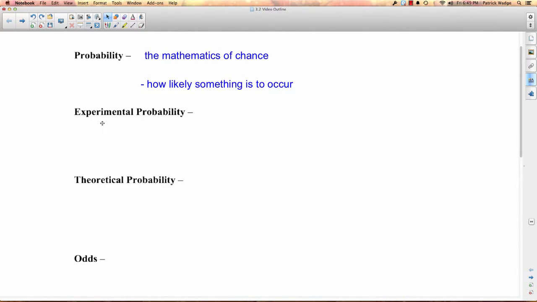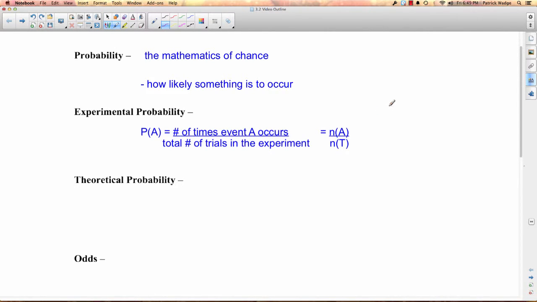So experimental probability is when you do an experiment, and then based on the results of the experiment, you calculate the probability. So here's the formula. The probability of an event A is the number of times event A occurs divided by the total number of trials in the experiment. So number of A divided by number of trials.